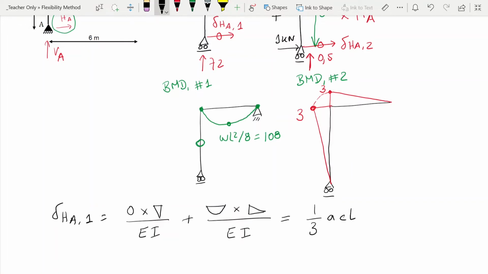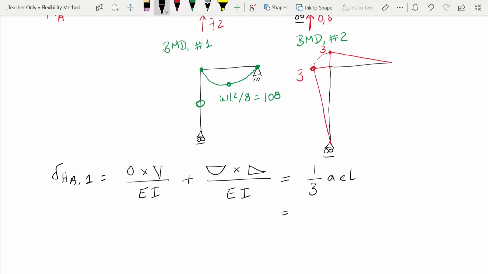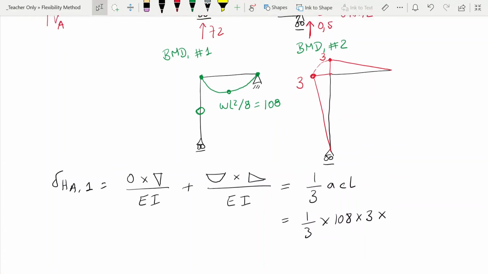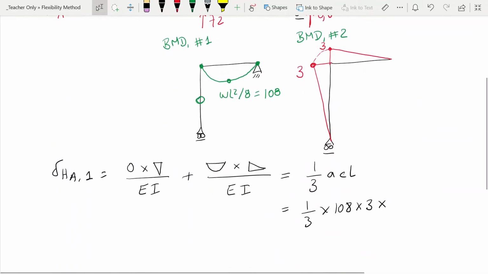And again, we need to think about this is the values on the parabola and on the triangle. So 1/3 times A is the maximum value, so it should be 108. C should be 3, and then the length in this case is 6 meters. This gives me 648 divided by EI.